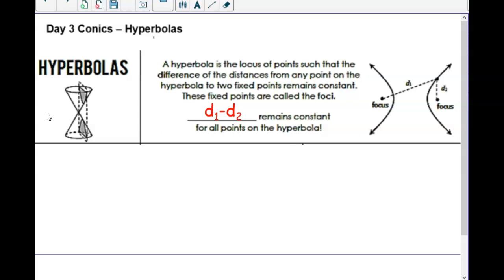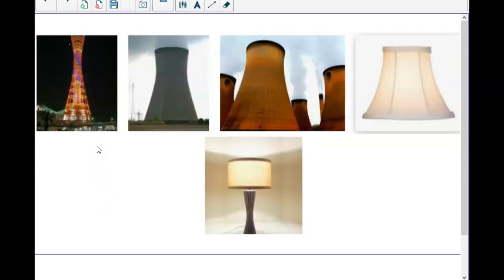I don't have a great example of why this is important. I know they use this technology to measure, they use the idea of a hyperbola. One example I've seen is to measure how far away a lightning strike is from two different sensors. I know they use it. But I do have some cool pictures here of hyperbolas.